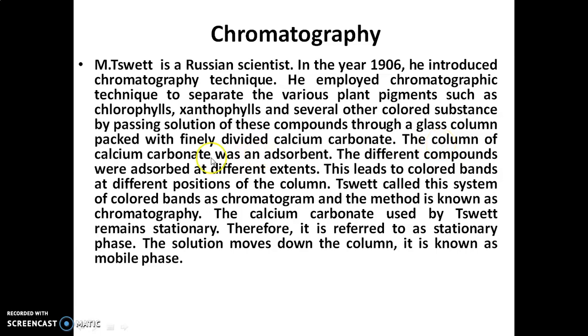The column of calcium carbonate was an adsorbent. The different compounds were absorbed at different extent. This leads to color bands at different position of the column. Michael Tswett called this system of color bands as chromatogram, and the method is known as chromatography. The calcium carbonate used by Michael Tswett remains stationary, therefore it is called as a stationary phase. The solution moves down the column, it is known as mobile phase.